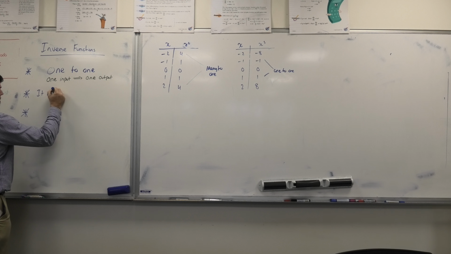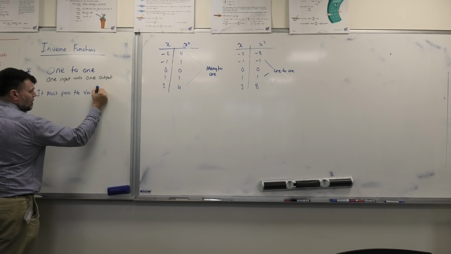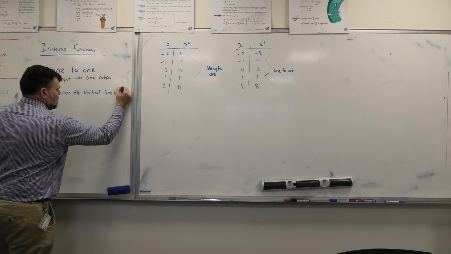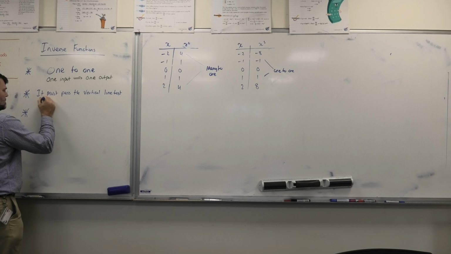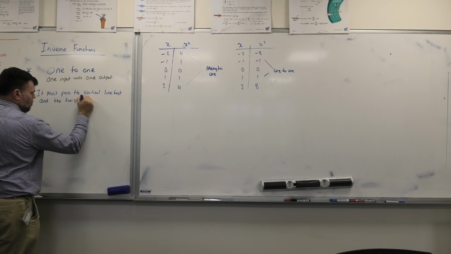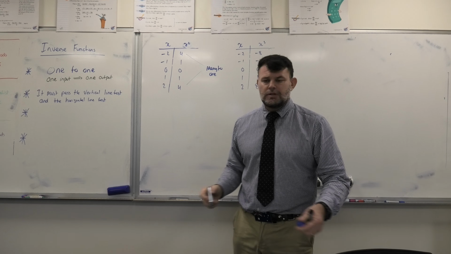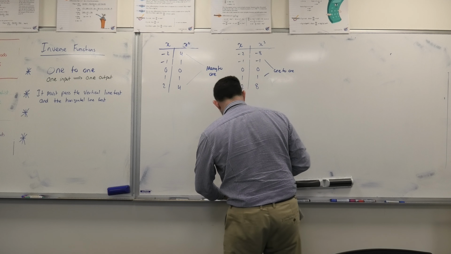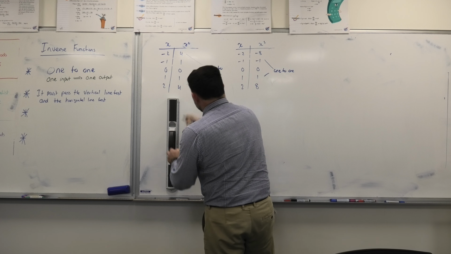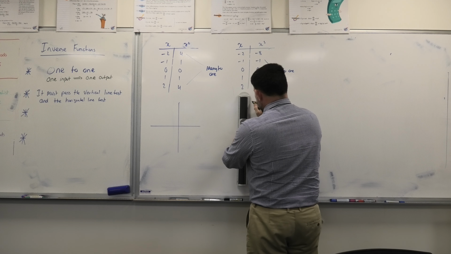The second one is that it must pass the vertical line test, which we know is true when it comes to functions, and it must also pass the horizontal line test. So that's the second property of an inverse function. If we carry on with what we have just below these tables here, let's sketch x squared and x cubed.